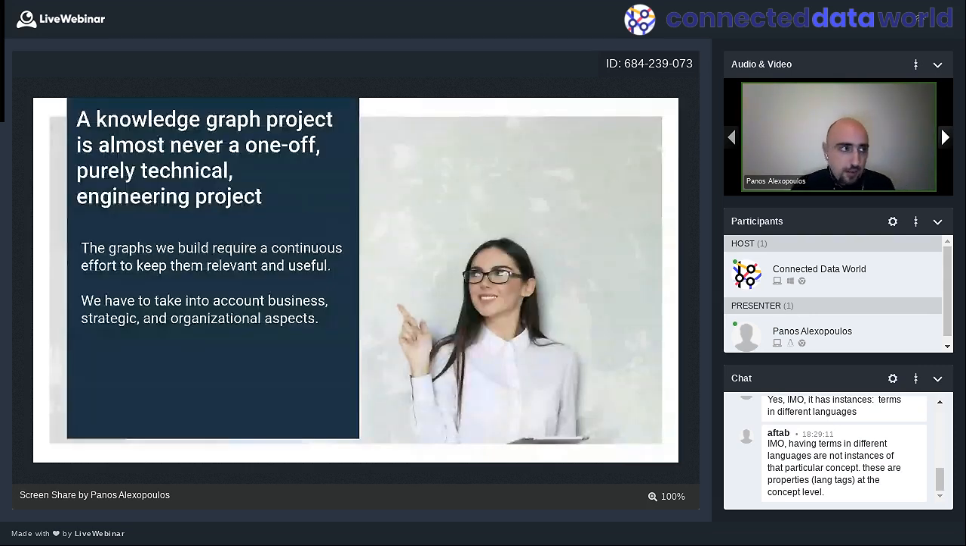The main thing to have in mind when you start or when you enter a knowledge graph project is that it's almost never a one-off and purely technical engineering project. It's not one-off because the graphs we build require a continuous effort to keep them relevant and useful, exactly because of the semantic change phenomenon. And it's not purely technical engineering because we have to take into account business, strategic, and organizational aspects.